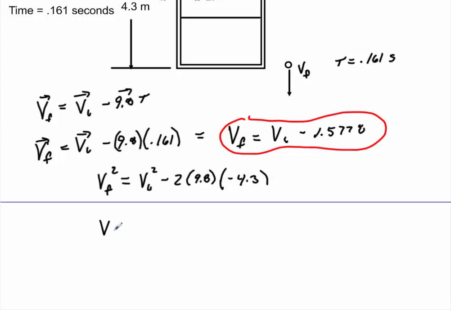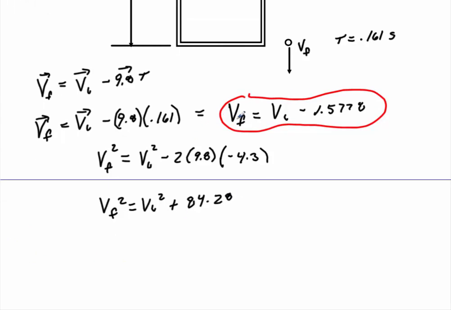While we're here, I'll just rewrite the equation. VF squared is equal to VI squared, and then that value there is going to give me 84.28. And again, that's positive. Okay, substitute this back into here. That becomes VI minus 1.5778, squared, is equal to VI squared plus 84.28.